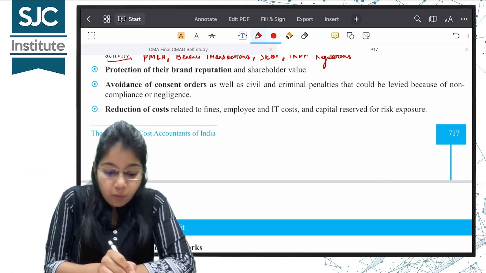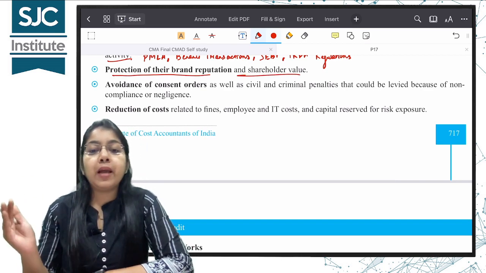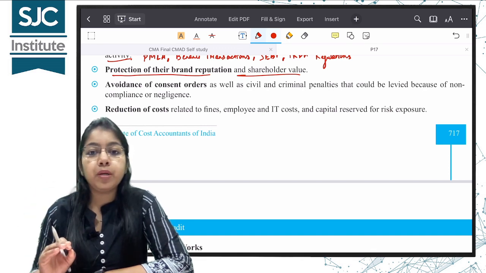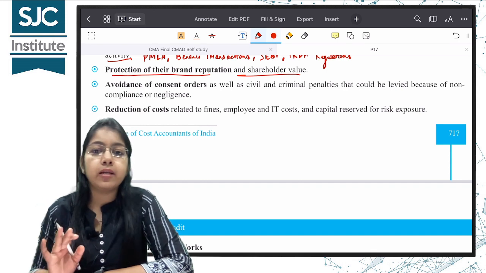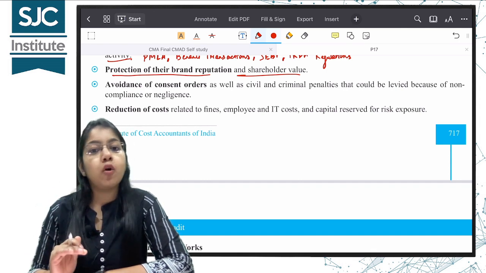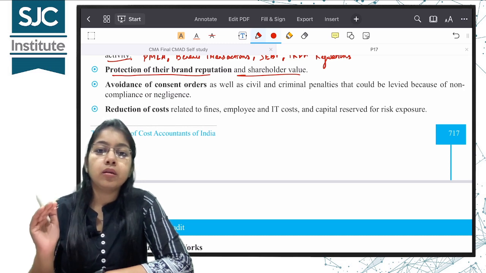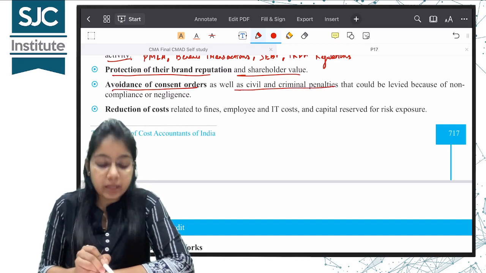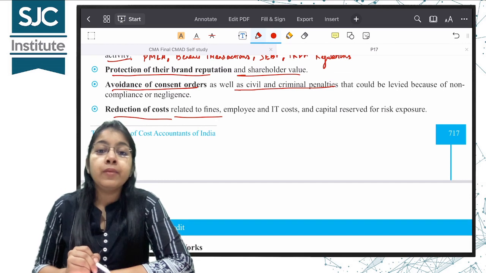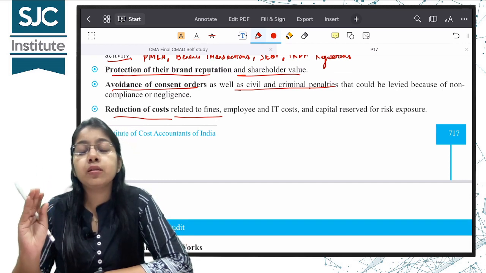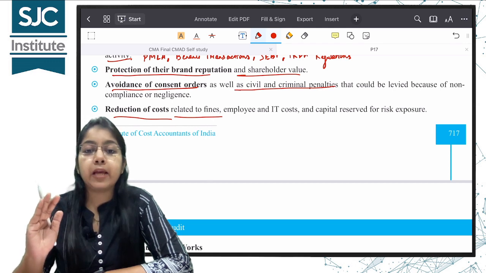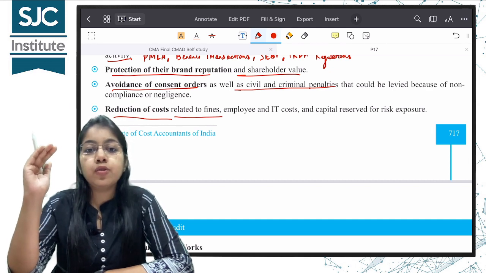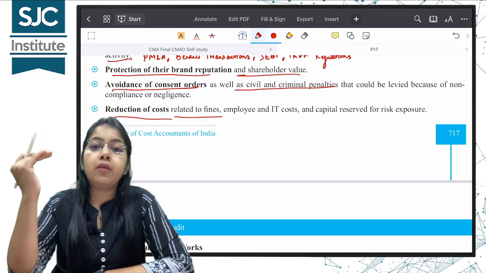Next, avoidance of consent orders and penalties. If you don't comply with these activities, penalties and fines would be imposed. So in order to avoid all these kinds of orders and fines, and also to reduce their costs of the fines, they are performing these activities. So avoidance of consent orders, criminal and civil penalties, and also reduction of cost related to fines. And also there's a capital which is being stored for risk exposure. If the institution is exposed to risk, this part of the capital can be utilized for that. In order to prevent that from happening also, they are performing these activities.